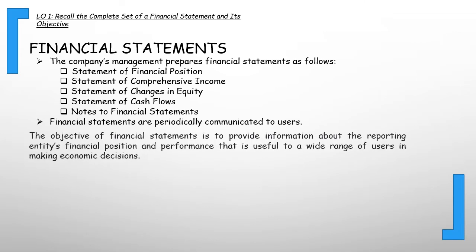As we all know, the objective of financial statements is to provide information about the reporting entity's financial position and performance that is useful to a wide range of users in making economic decisions. Diba? For financial position, yung asset, liabilities, and equity. Doon naman sa performance, yung revenues and expenses.